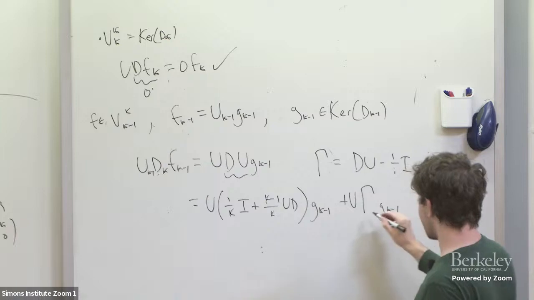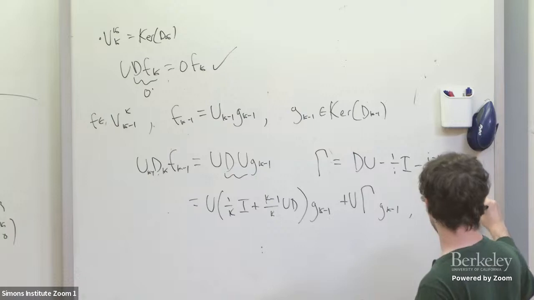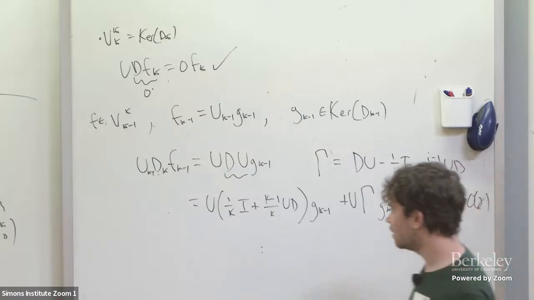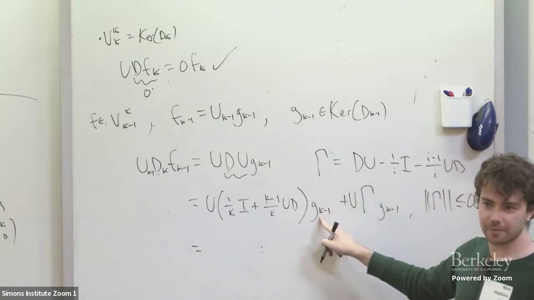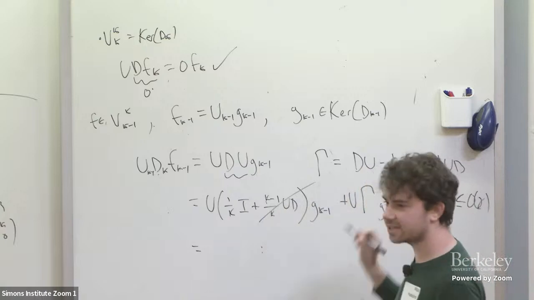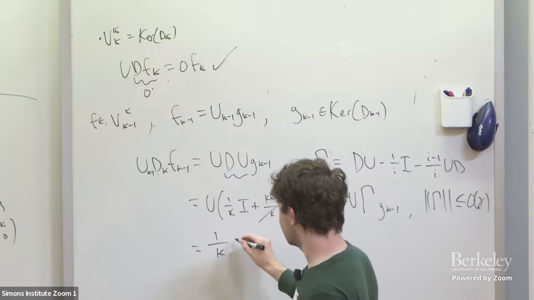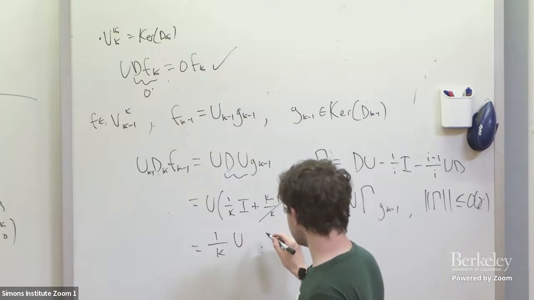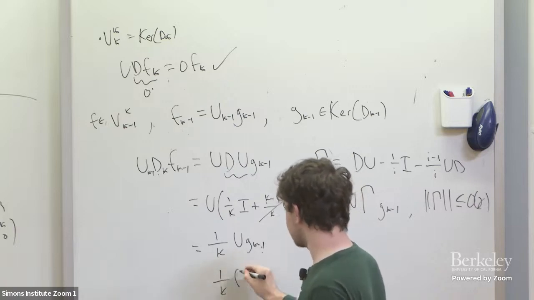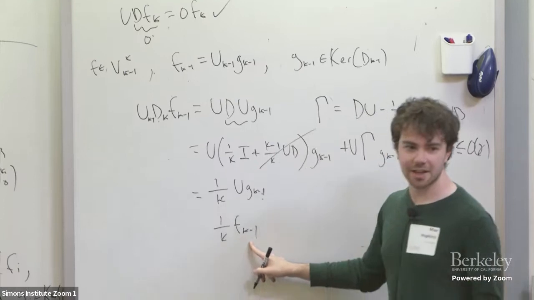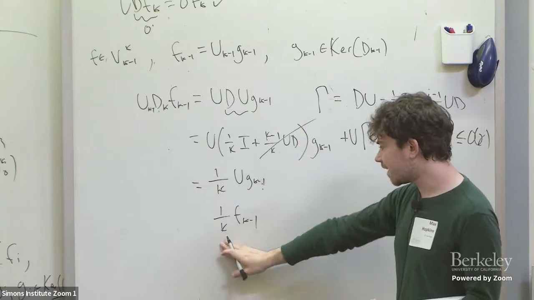But now remember that gamma is a matrix that has operator norm at most O of gamma. And what happens here? Well, this down operator now hits g_{k-1}, and this term dies, right? So this becomes 0 because this is in the kernel of the down operator. And so what I'm left with is 1 over k times U of g_{k-1}, which, by definition, is 1 over k times f_{k-1}. So when I go through this process of flipping one part of D and U, I pick up a factor of 1 over k.